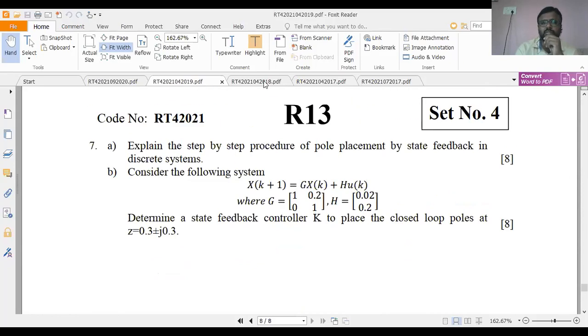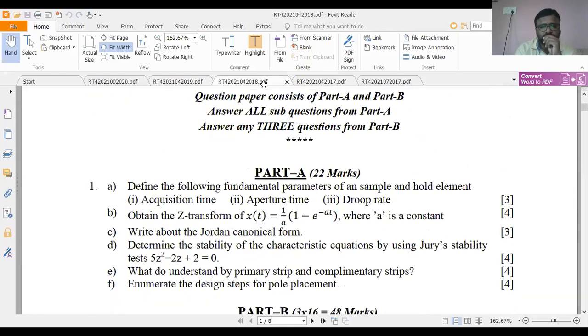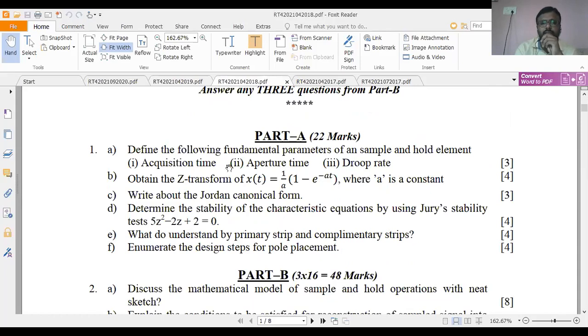Now we will see the questions regarding 2018. So this is set 1. Here he has asked us to obtain the Z transform of x of t is equal to 1 by a into (1 minus e power minus at), that is the Z transform for (1 minus e power minus at) divided by a.